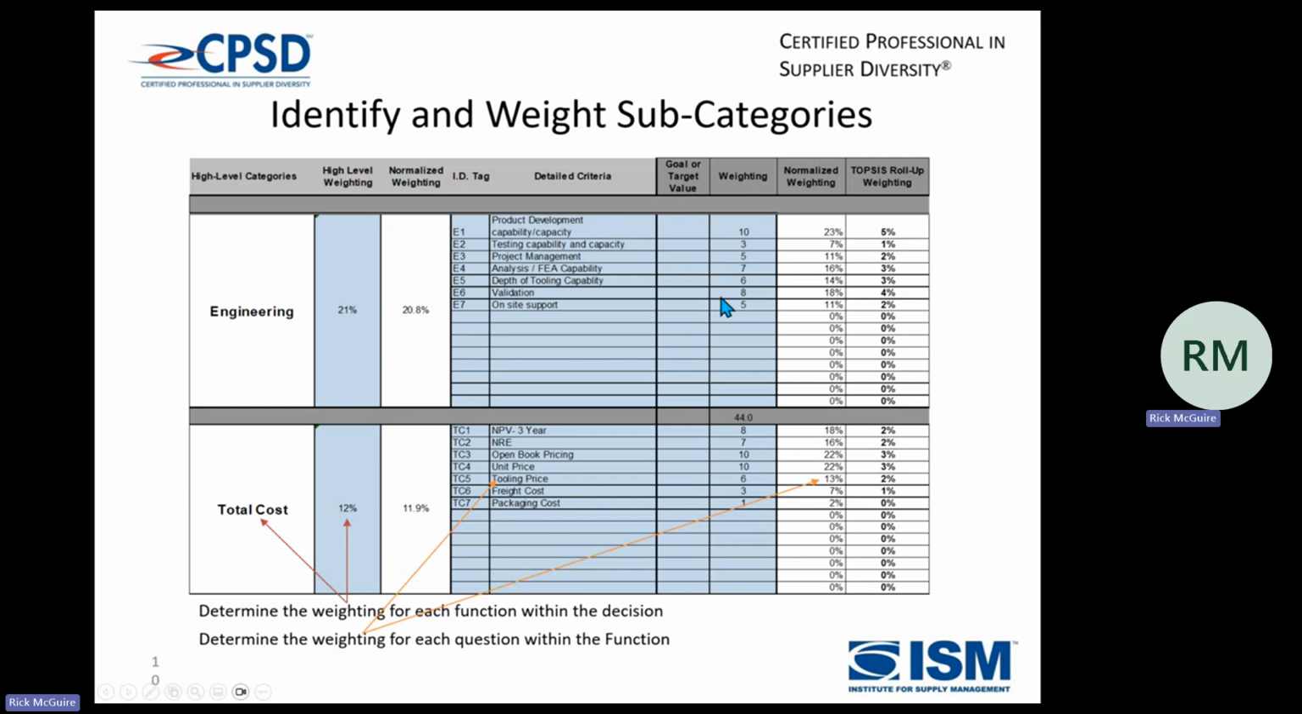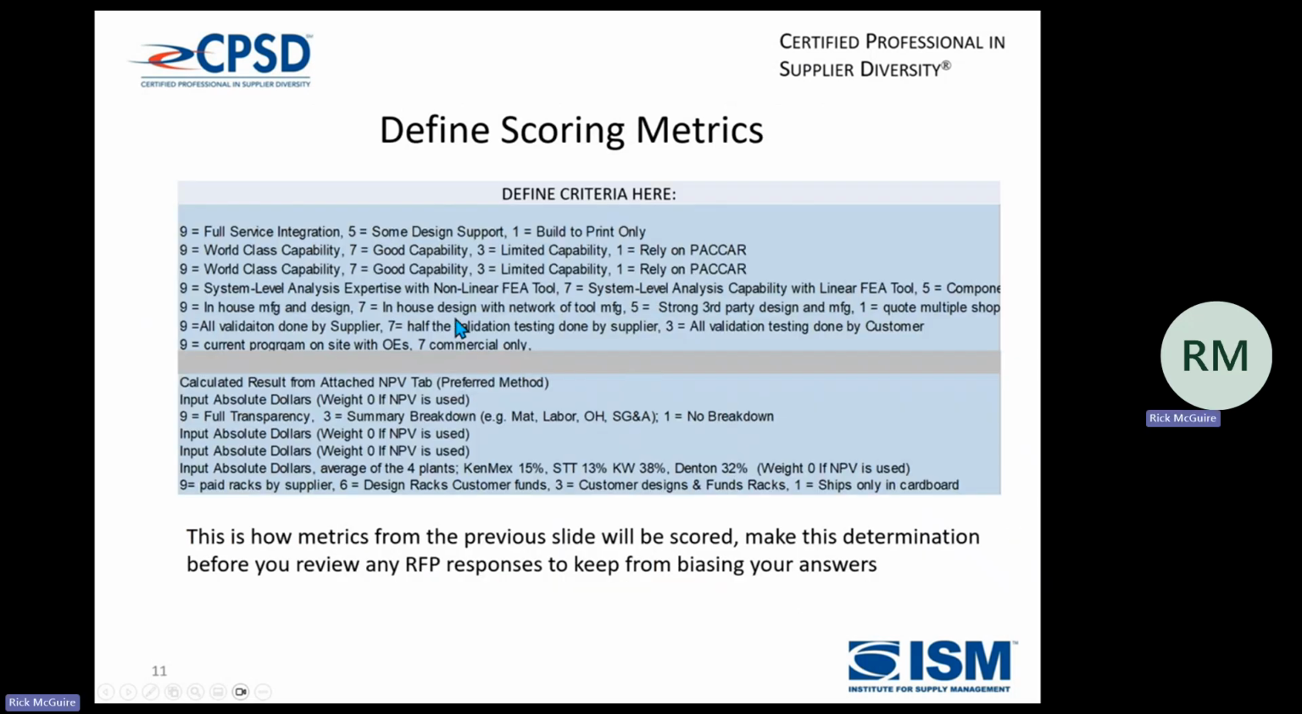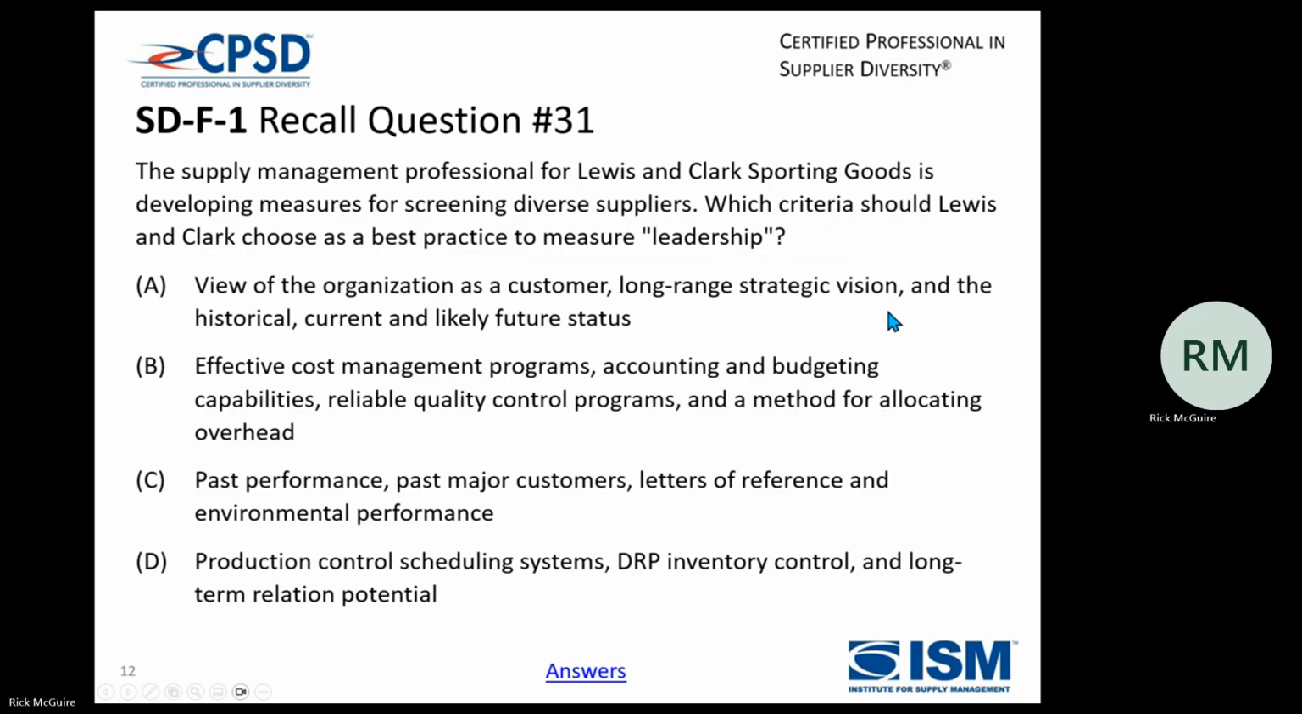So engineering is 21%. And 23% of that's going to be this question, which when you look at the overall, that question is 5%. Got to define the metrics. How are you going to score it? Have this done before you see any RFPs so you don't bias yourself. All right.